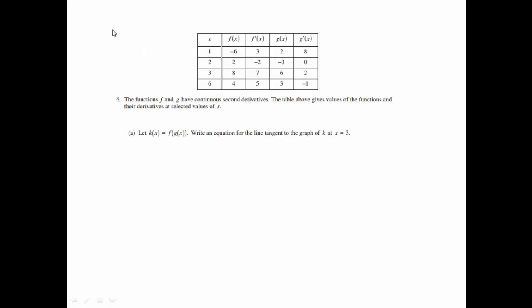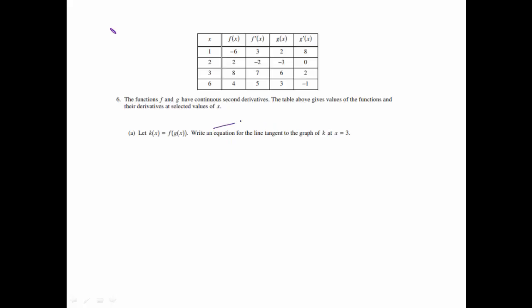Number 6, the functions f and g have continuous second derivatives. The table above gives values of the functions and their derivatives at selected values of x. Part A, let k of x equal f of g of x. Write an equation for the line tangent to the graph of k at x equals 3.